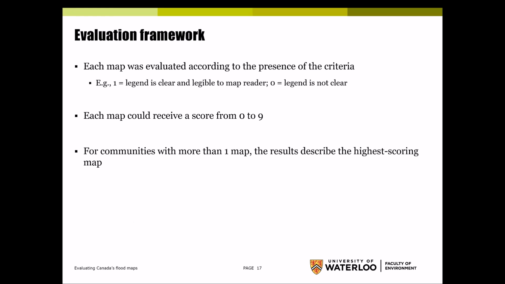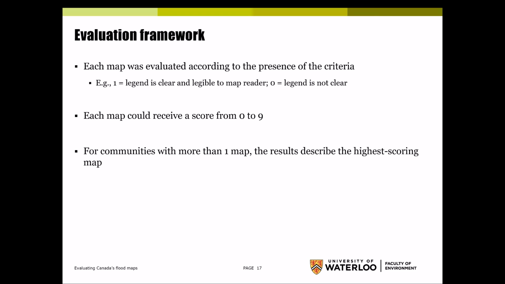So for my evaluation framework, myself and another researcher whose background is in public policy, just to be clear about who was looking for information here, went through all of the websites, all of the maps, collected all the data, and then evaluated each map according to the criteria that I just presented. So a map could receive a score up to 9 because we used a binary criteria. If the legend was clear and legible, they got a 1. If it was not clear, they would get a 0.